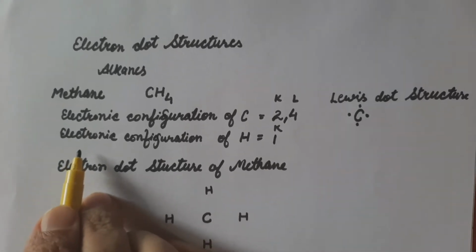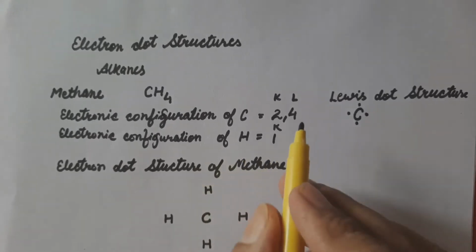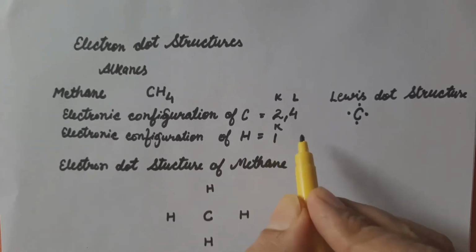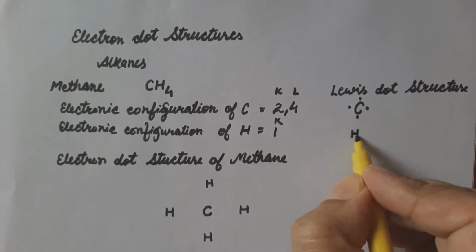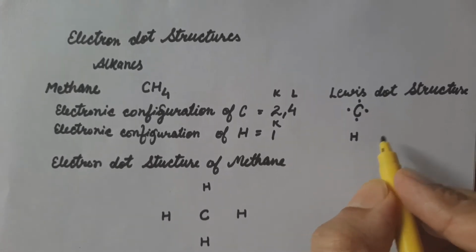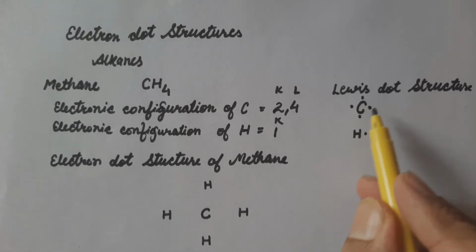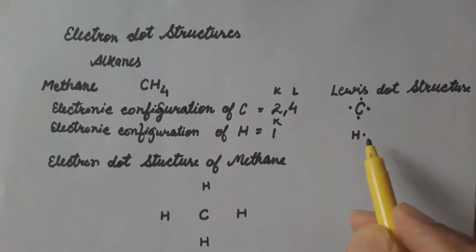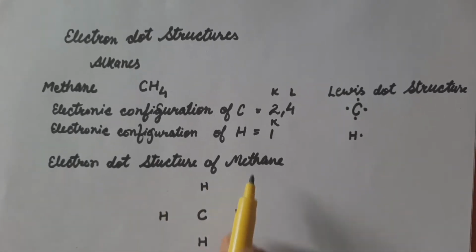Now for hydrogen, the atomic number is 1, so 1 electron is present in the K shell. So its electron dot structure or Lewis dot structure is this one. We can represent these electrons by dot or cross. It's our own choice. Electron dot structure of methane.